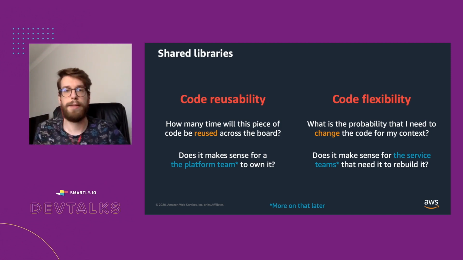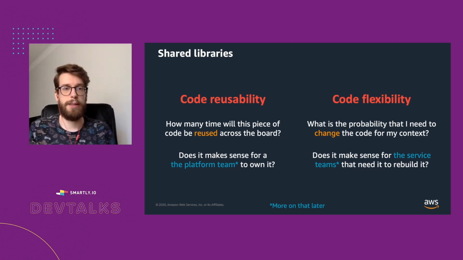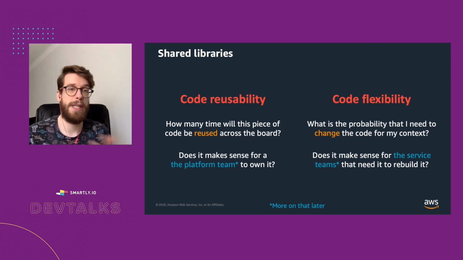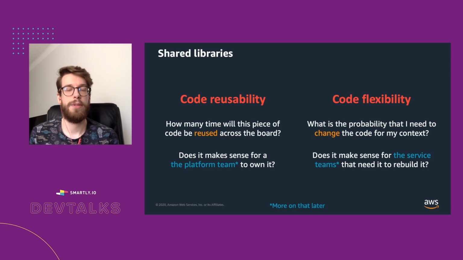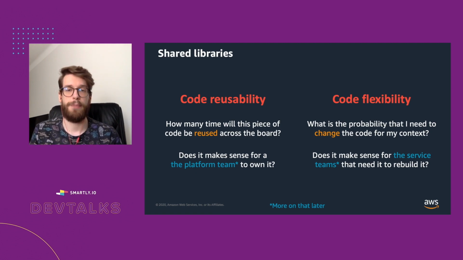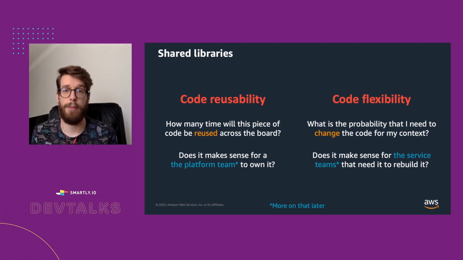And now we get into the boundaries of ownership, because when it's something that's shared, how do we make sure that it doesn't spin out of control and so on? Who maintains it? Does it make sense for the platform team to own it, or does it make sense for the service teams to rebuild it and own it? Because now someone's going to be responsible for that code. Code is a responsibility. It's a liability.